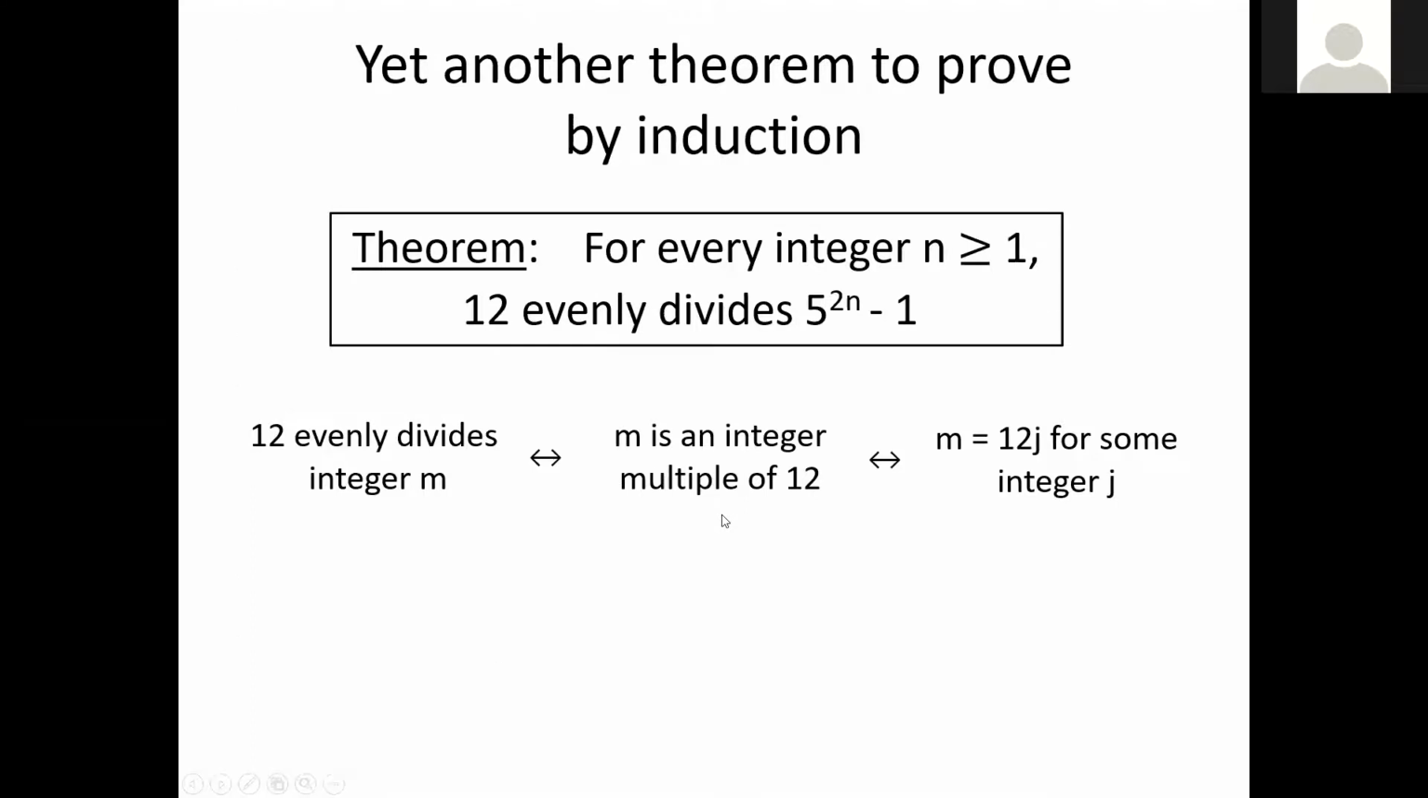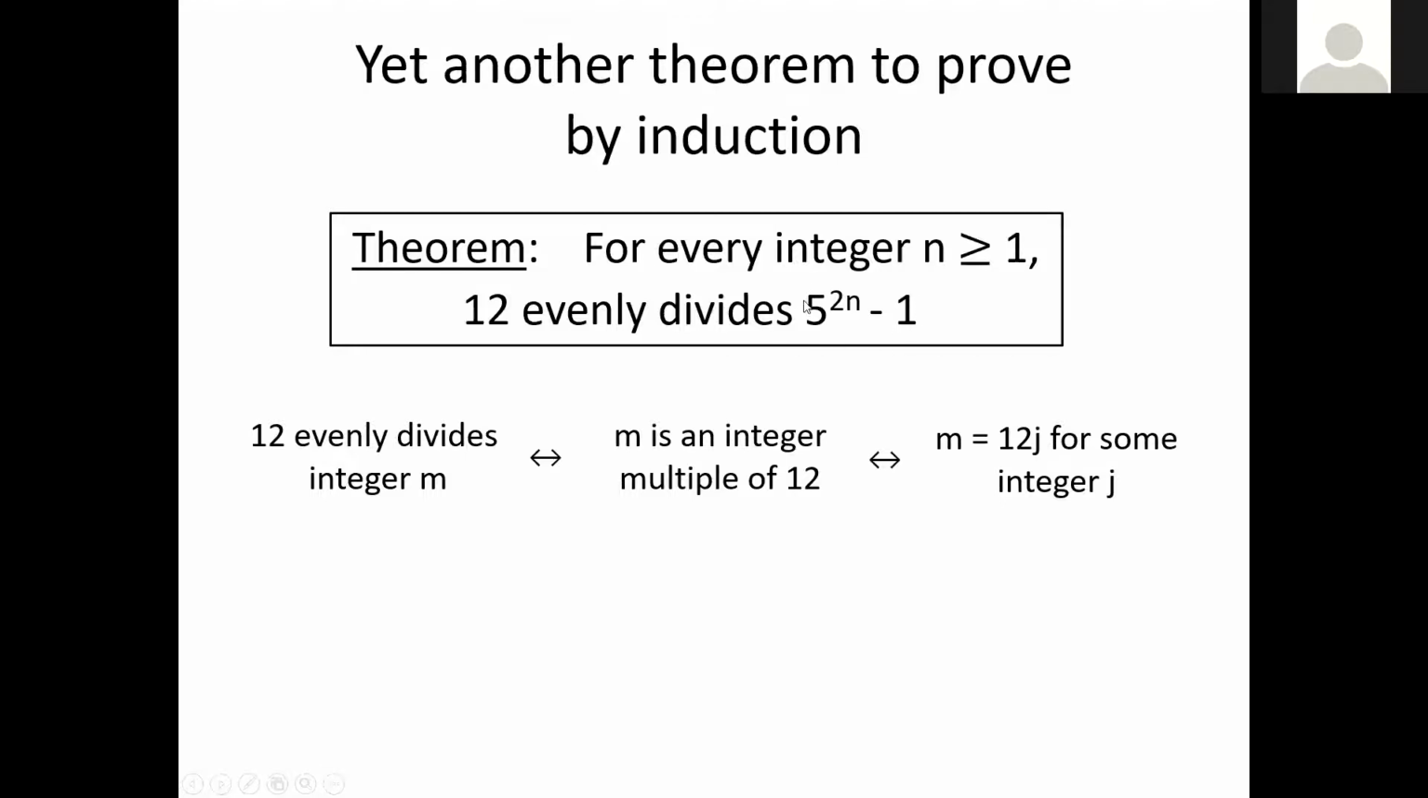Okay, here's another example. I have a theorem that says that for every integer n, the expression 5 exponentiated to the power 2n minus 1 is an integer that is always divisible by 12. You can evaluate this and see. But how would you prove this?